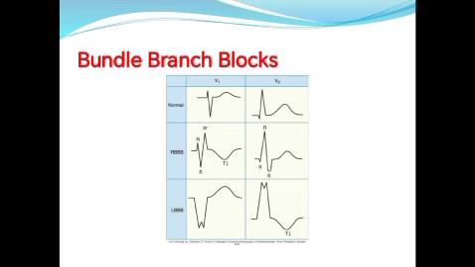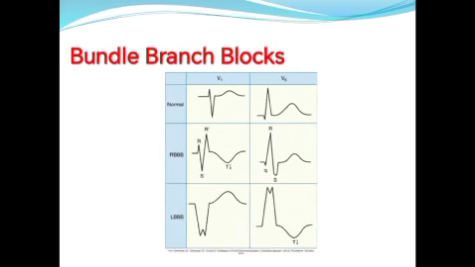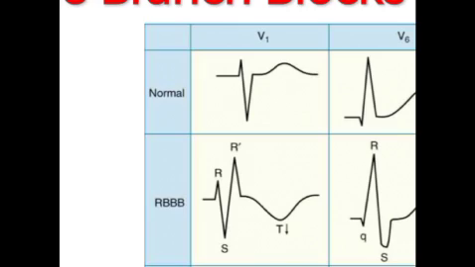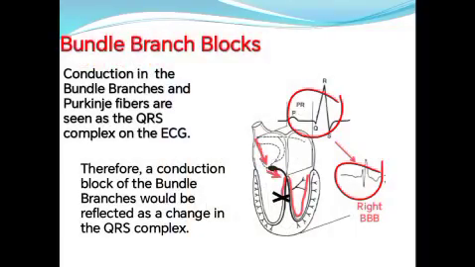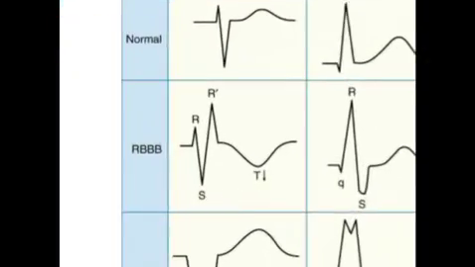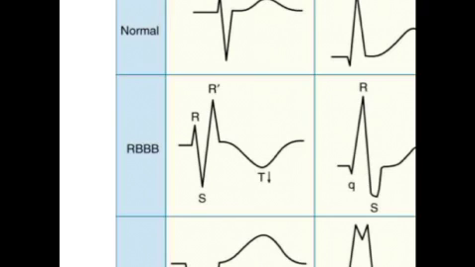Okay, so we should only look at V1 and V6, and maybe V2, to see the bundle branch block and the difference between them, the configuration of the ECG and the QRS complex in bundle branch block, and how it prolongs the QRS interval. Here, this is a normal ECG. We are using V1 and V6. For the RBBB here, sorry, I want to use the pen.